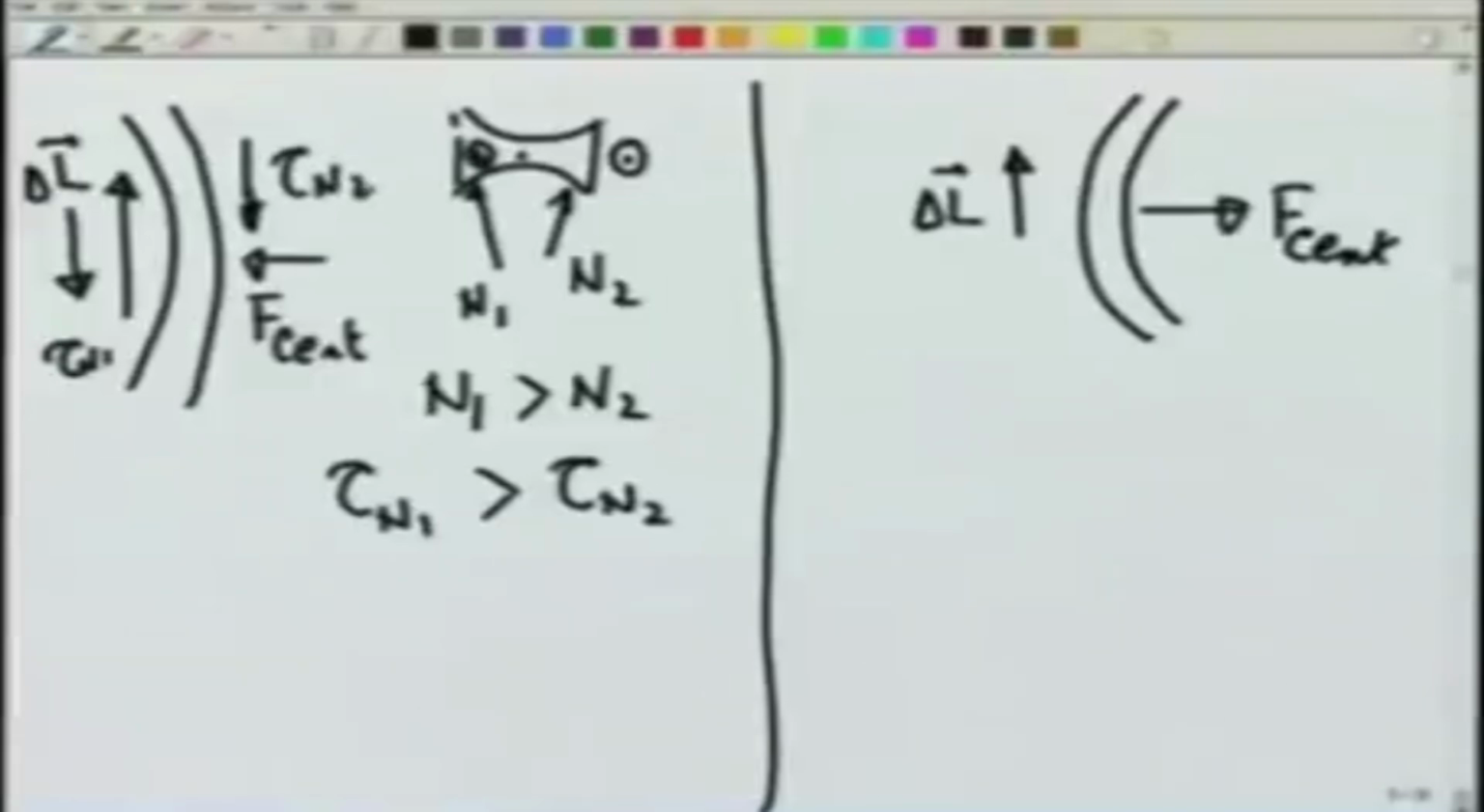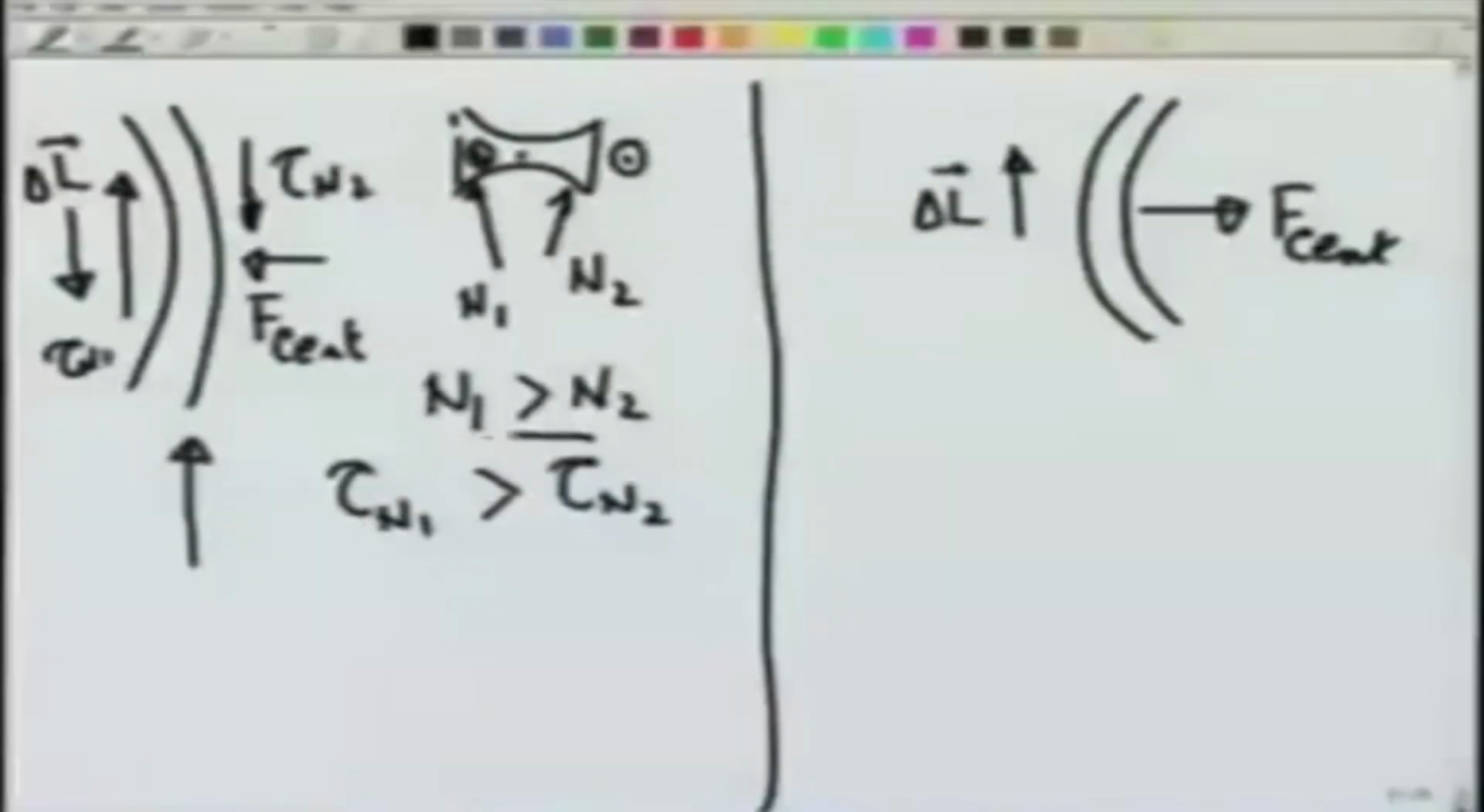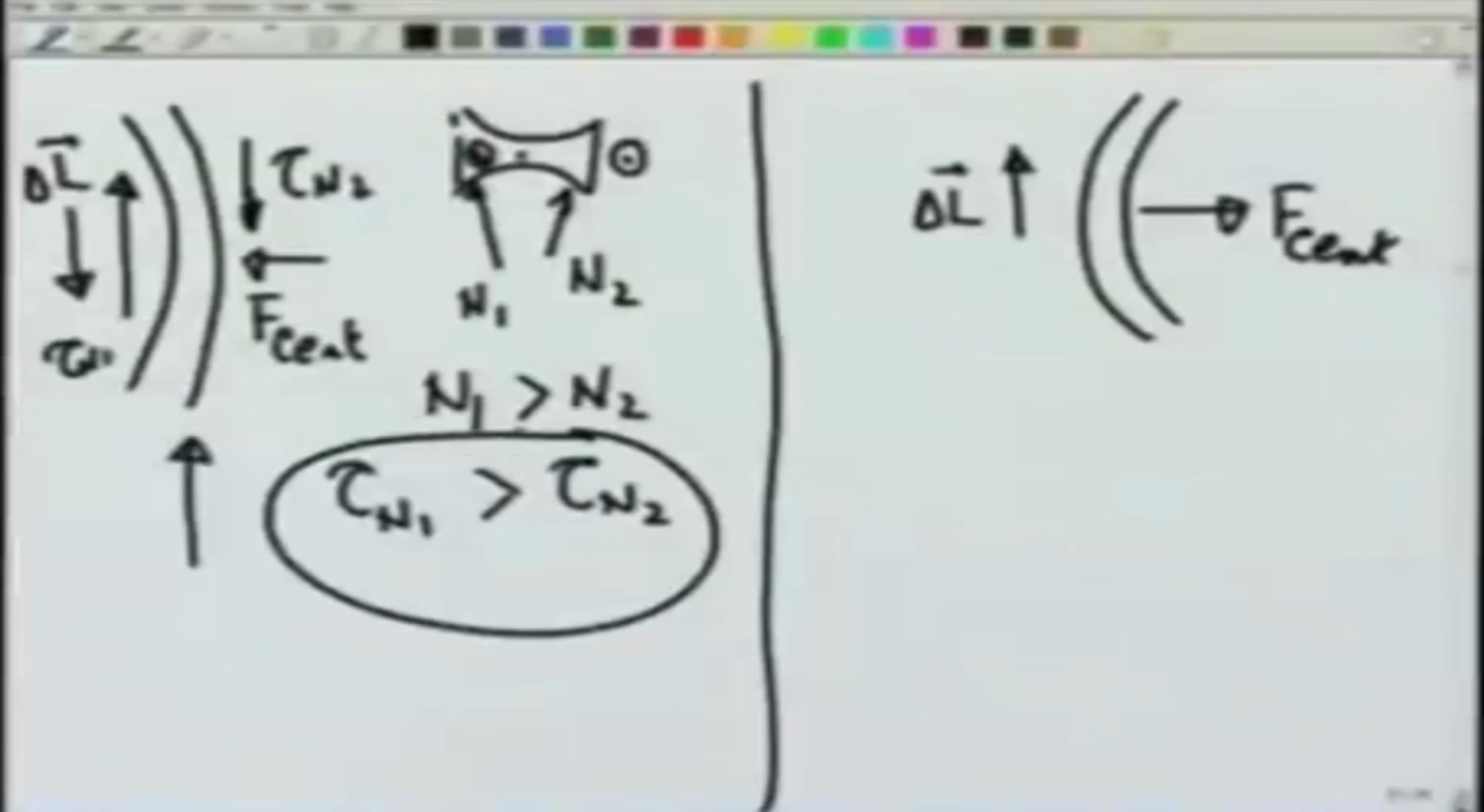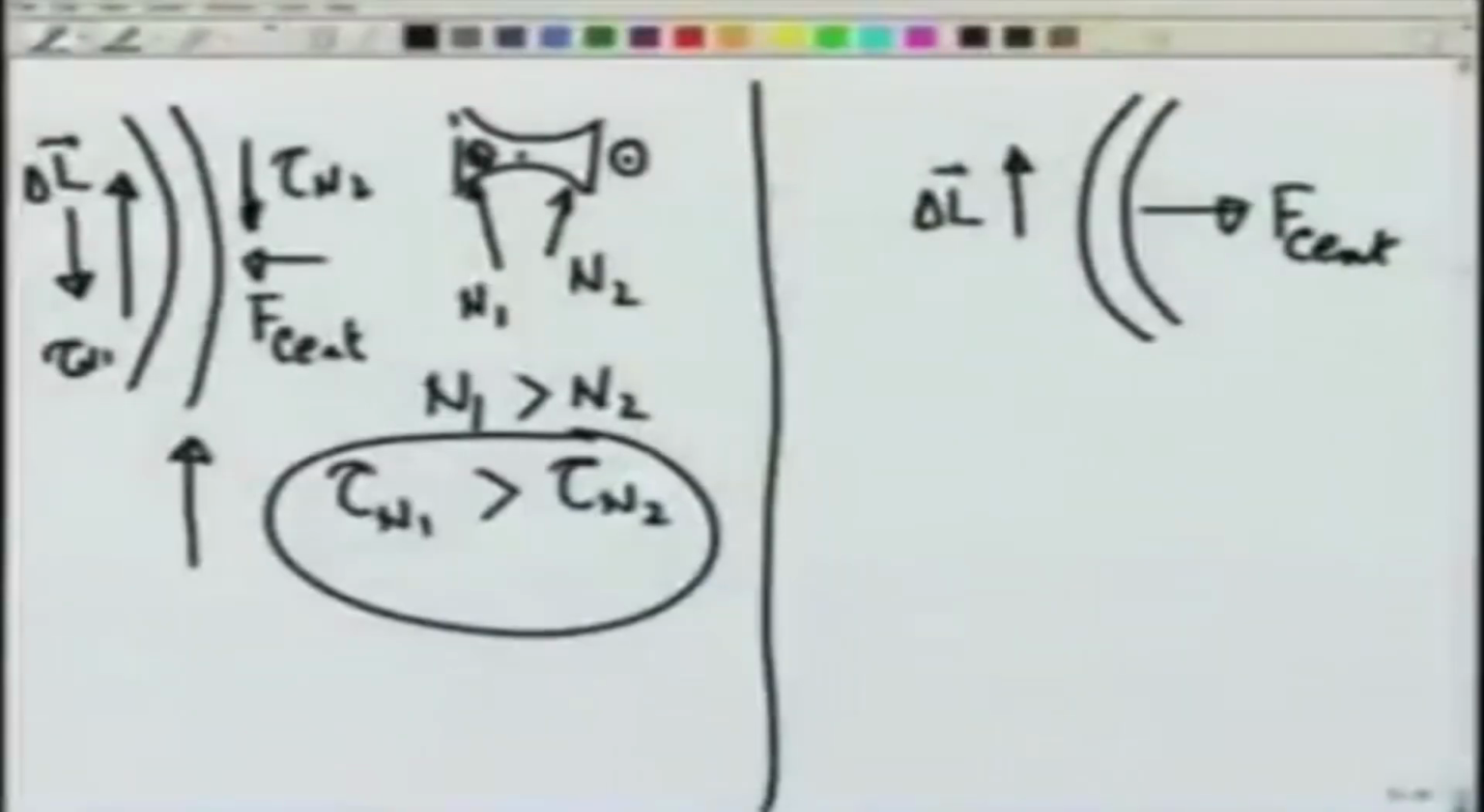Tau N2 is smaller than tau N1, and therefore the net torque would be in the direction of motion, which is opposite to the required direction for delta L to change in the direction opposite to motion, and therefore this cannot make the roller turn this way, and therefore this cannot negotiate the curve. Let us see it in the other case.